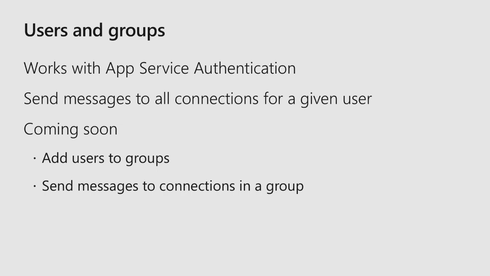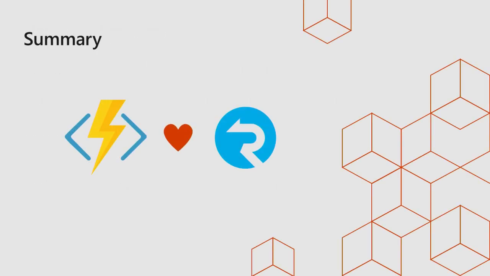And then coming soon, the service itself already supports putting connections in groups and sending messages to groups. But the binding itself hasn't been updated to support it yet. So coming soon, we're going to add that to the bindings, so that you can start adding connections and users to groups and targeting groups in a message. So in summary, SignalR Service works really awesome with Azure Functions. You should really go out and build some cool apps with it.